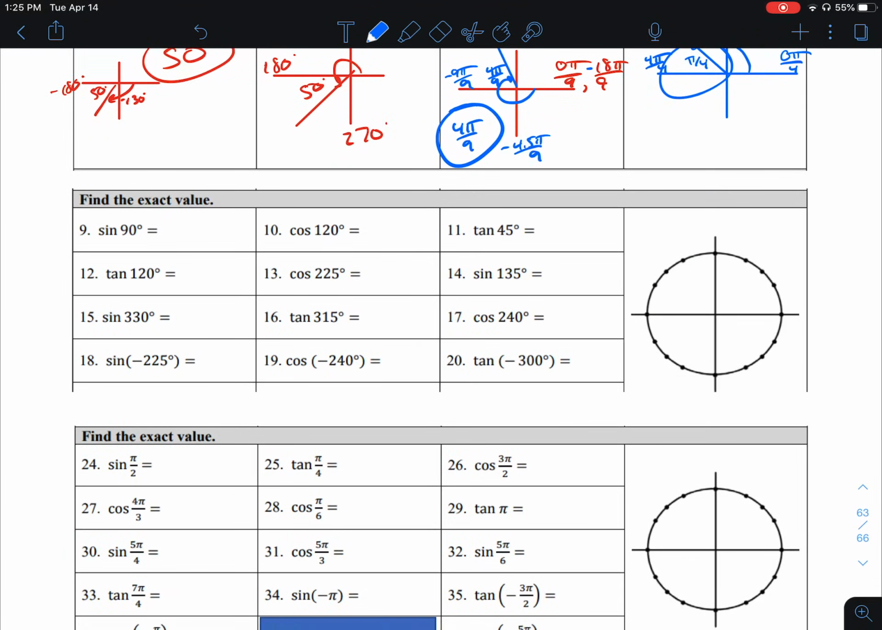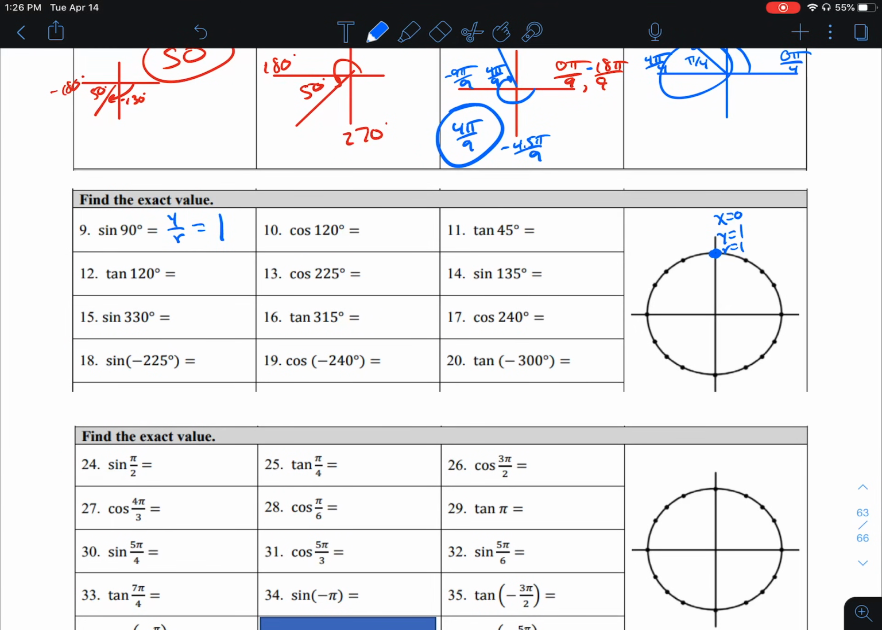All right, find the exact values of these little fellas. And there's a picture over to the right that we can use to help us with this. So sine is y over r at 90 degrees, which is here. X is 0, y is 1, and r is 1. Therefore, sine of 90 degrees is 1 over 1, which is 1.